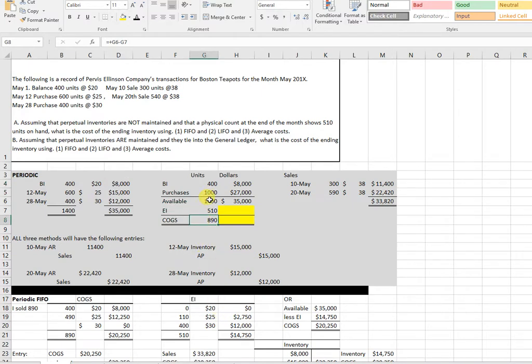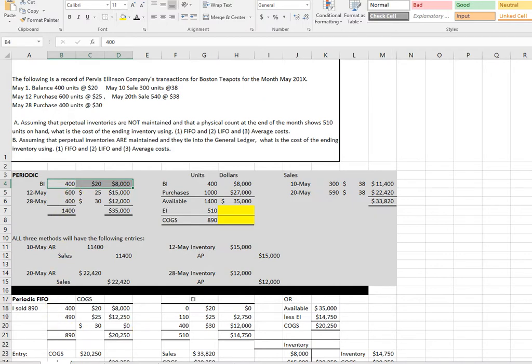How did I do that? Available of 1,400. I have 510 left, so that means I sold 890. So I usually start by putting 890 in this box and total it up. Then I have 400, I work through my layers. I sold 890, remember, so I need 400 at 20, first in, first out, so I sold all of these. And then I need 890, so I have 490 of the next layer.